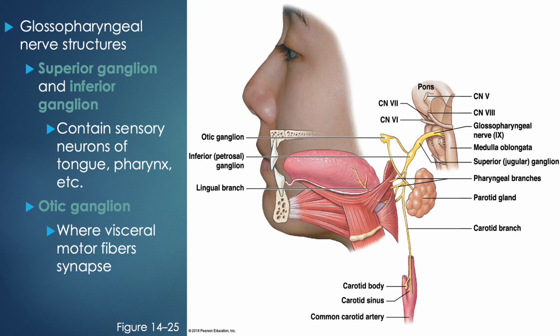Some glossopharyngeal nerve structures to know include the superior ganglion and inferior ganglion. So you can see in the image at the right, in the broadest part of the glossopharyngeal nerve, there is one slight dilatation, that is the superior or jugular ganglion, and then the one that is more inferior is the inferior petrosal ganglion. If you look just over to the left of that, you're going to see the otic ganglion, and this is where the visceral motor fibers are going to synapse.